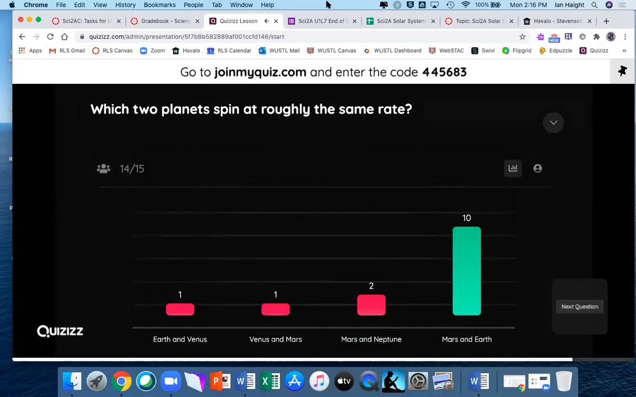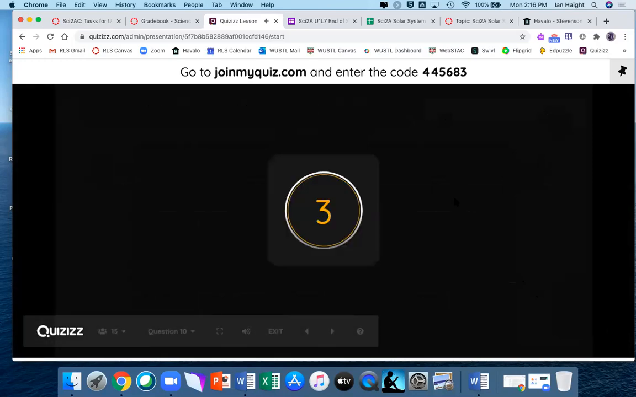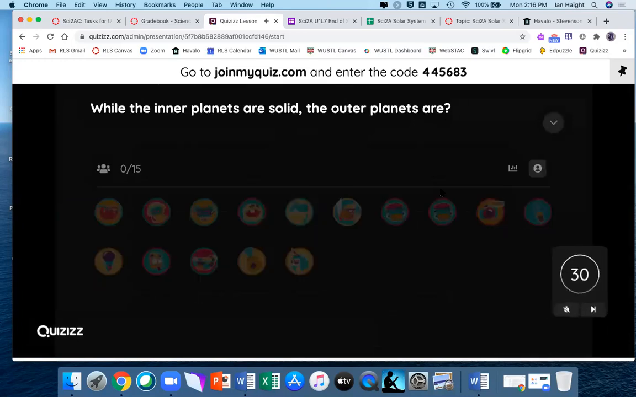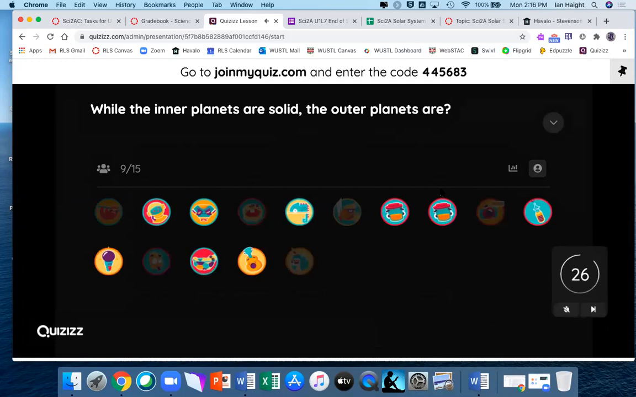Mars and Earth, even though they're very different sizes and have different core densities, the time period for rotation is similar. Last question. While the inner planets are solid, the outer planets are? It's kind of a repeat question.